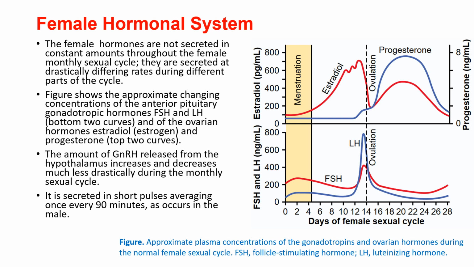The amount of GnRH released from the hypothalamus increases and decreases much less drastically during the monthly sexual cycle. It is secreted in short pulses averaging once every 90 minutes, as occurs in the male. Figure: Approximate plasma concentrations of the gonadotropins and ovarian hormones during the normal female sexual cycle. FSH, follicle-stimulating hormone; LH, luteinizing hormone.